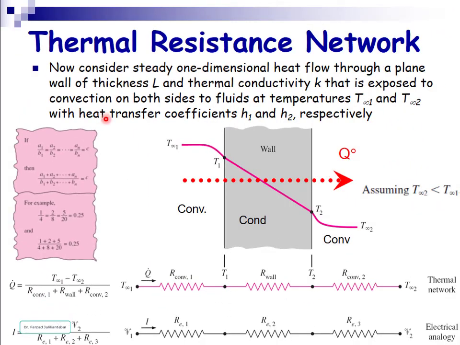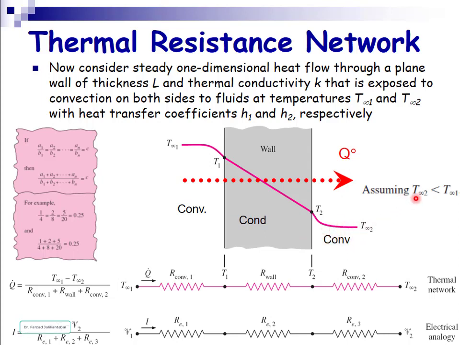Now let's consider steady one-dimensional heat flow through a planar wall of thickness L and with thermal conductivity of k, which is exposed to convection on both sides, with the temperature of the fluid on both sides being T infinity 1 and T infinity 2. As you can see also in the figure, we have three types of heat transfer for these media. We have convection at the left side of the wall, we have conduction heat transfer through the wall, and we have convection heat transfer at the right side of the wall.